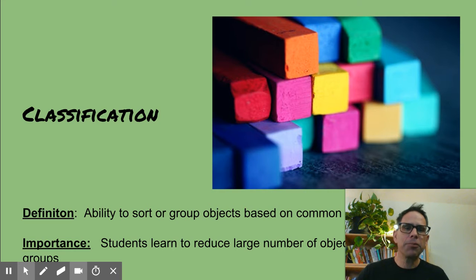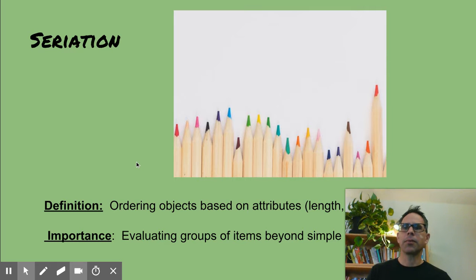Classification, grouping objects based on common characteristics like color. It's important because they can start reducing large numbers of objects to more manageable groups. Seriation, much like classification, is ordering objects based on attributes. It's a little more specific than classification. We're getting into length and weight. And again, it's important because they can start evaluating groups of items beyond very simple classifications.